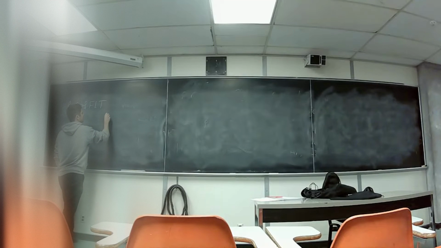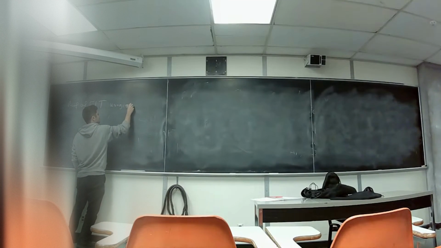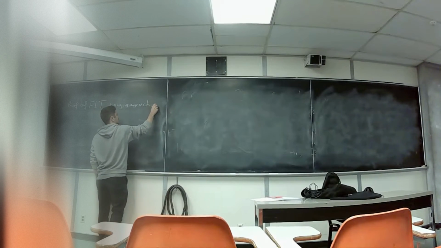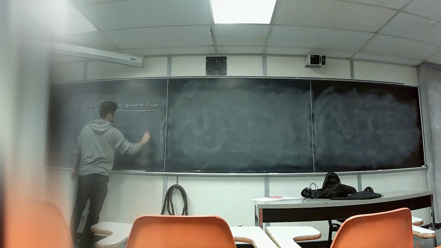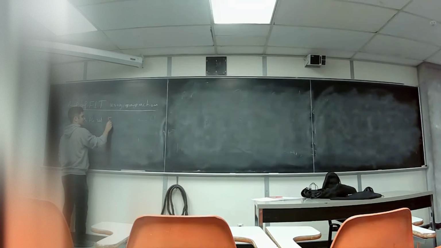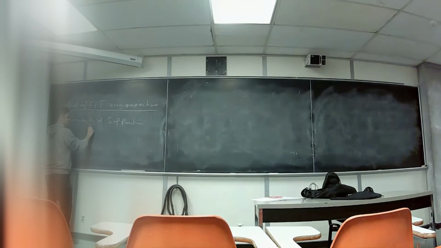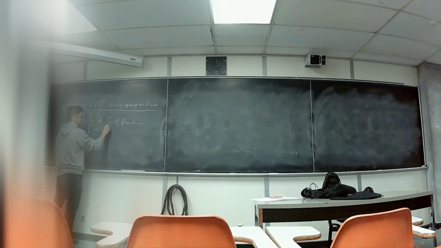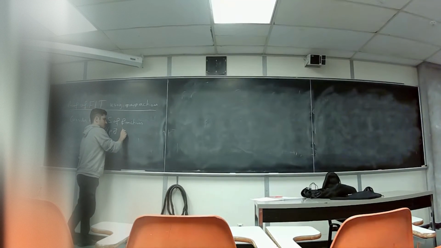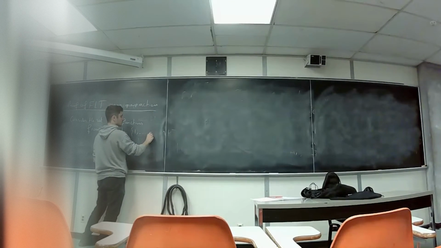Proof of Fermat's theorem using group actions. Very nice proof. So consider the set S of functions from Z mod pZ to {1, ..., n}. I should say, let n be this.